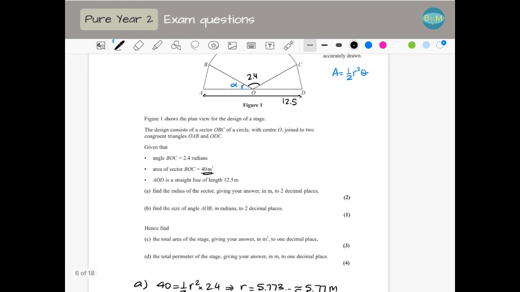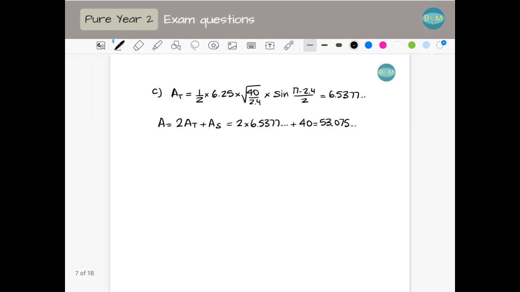And we have to round to one decimal place. So our total area is going to be 53.1 meters squared. If you round these values and use the 5.77 and 0.37 here, you're going to get a slightly different value than they have in the mark scheme.